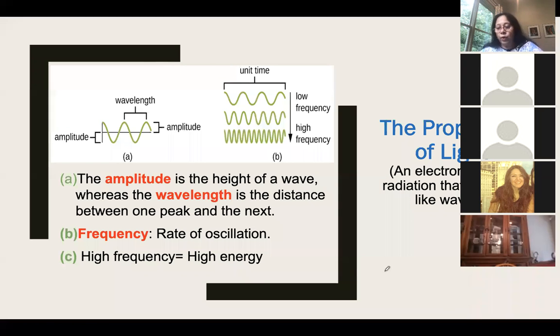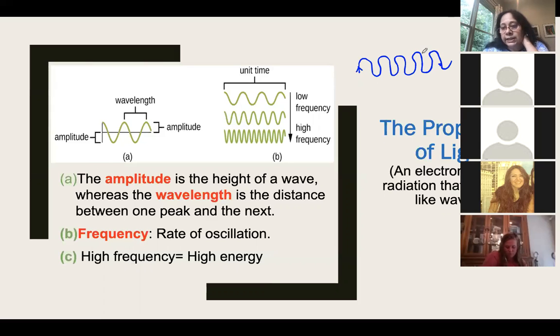So what is light? Before we go to the detail of the microscope structure, first we really need to know the properties of light. So what is light? Light is an electromagnetic radiation that behaves like waves. It's electromagnetic radiation, it behaves like waves. A wave always moves like this.